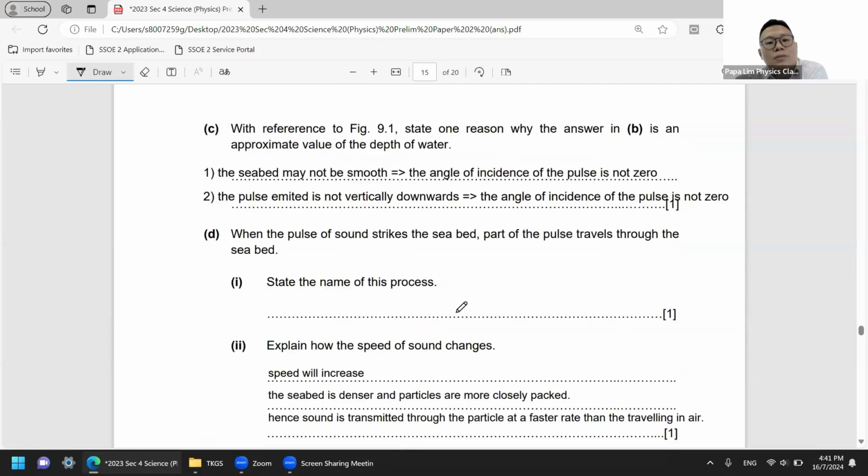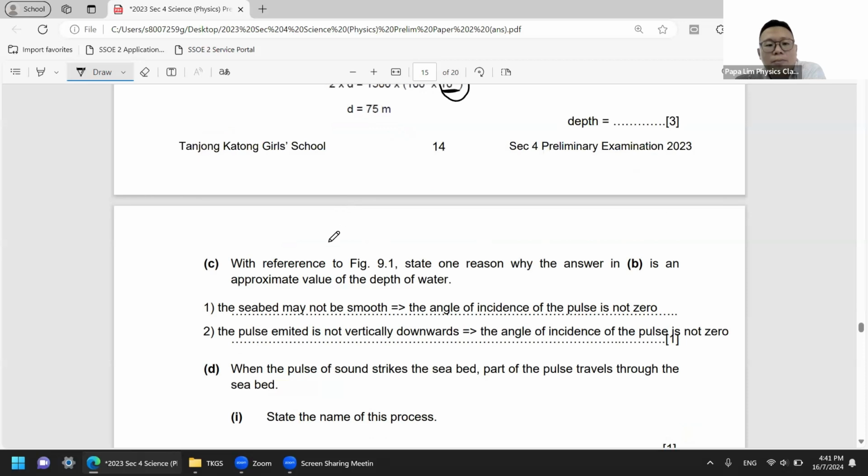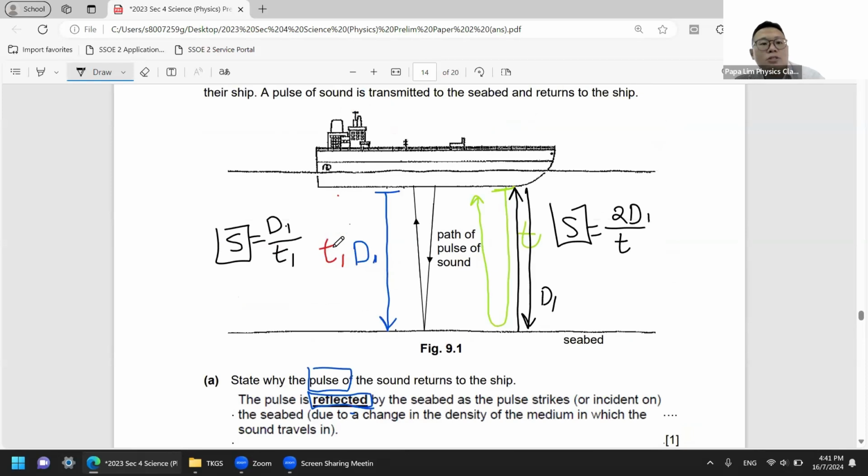Part C, I would say there are two. The marker gives 2 answers which are actually fairly good. State one reason why the answer in B is always an approximate value. Other than these, one possibility is that the sea bed may not be smooth, because you may have a jagged sea bed. Because of the jagged sea bed, the sea bed height or depth will be uneven. And because it's uneven, if you measure at this particular location, and maybe you measure at this particular location, there will be slight differences because of the jaggedness.